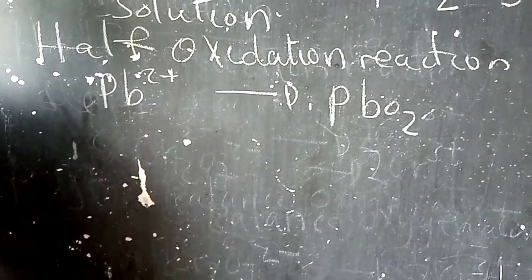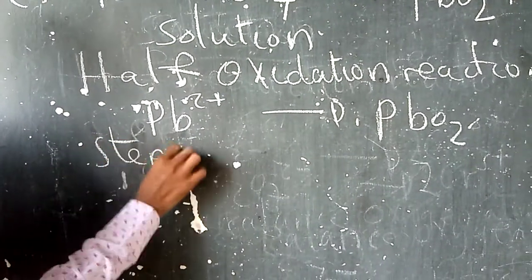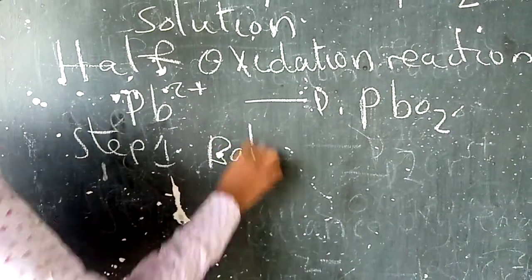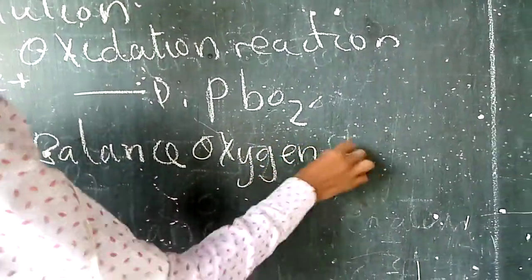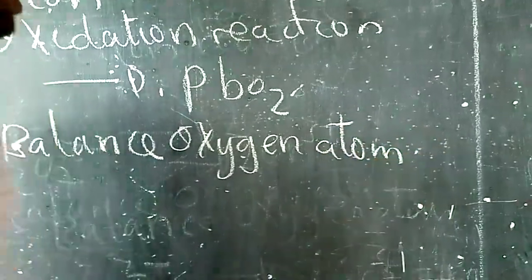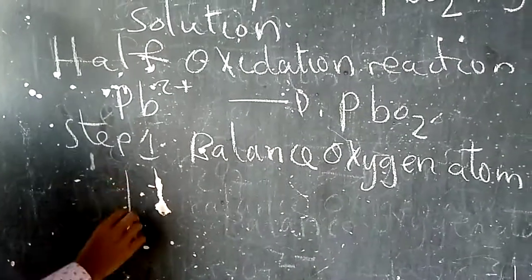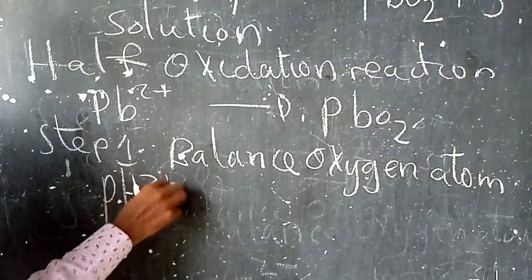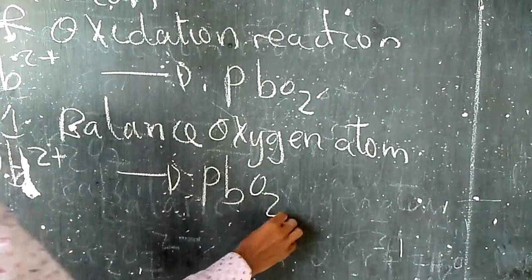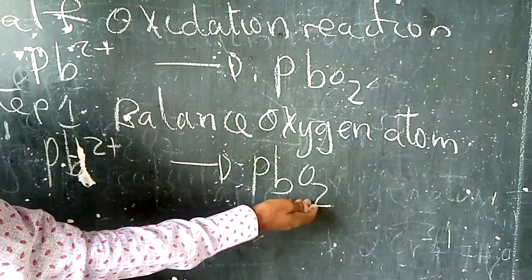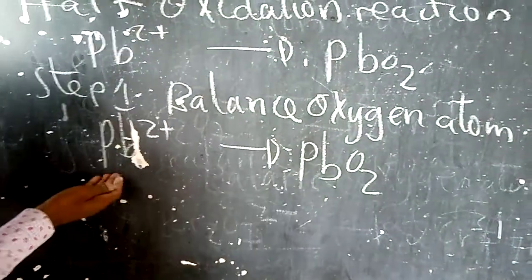We are going to balance oxygen. So step 1, balance oxygen atom. To balance oxygen atom, take your equation as it is, like it looks here. It is lead 2 positive to form lead oxygen 2. Here when you look at your equation, you see in the product side there is 2 oxygen. In the reactant side there is no oxygen.